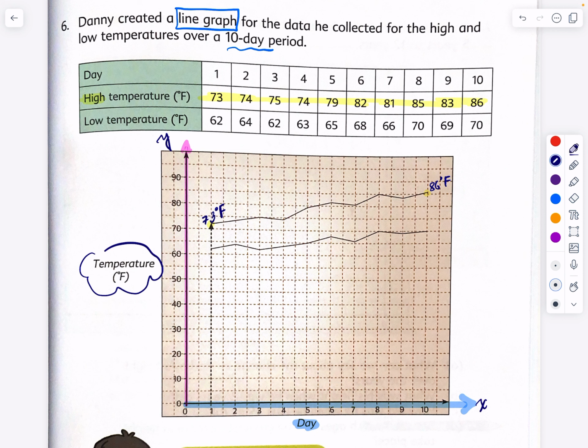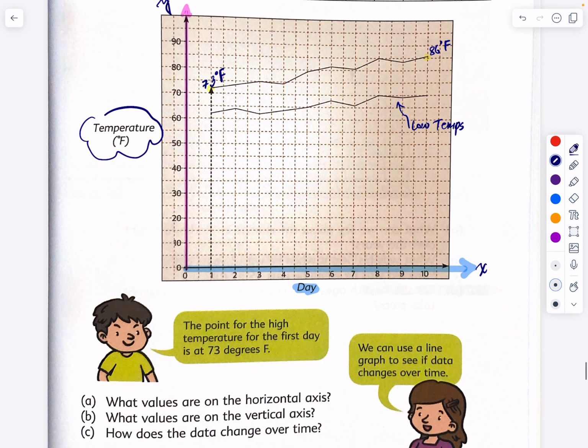And similarly, the line below is your low temperatures, right? These are your low temps. Let's answer some questions about these line graphs. They're so intuitive. We almost see the numbers. That's what it's called, to visualize numbers, to visualize data.